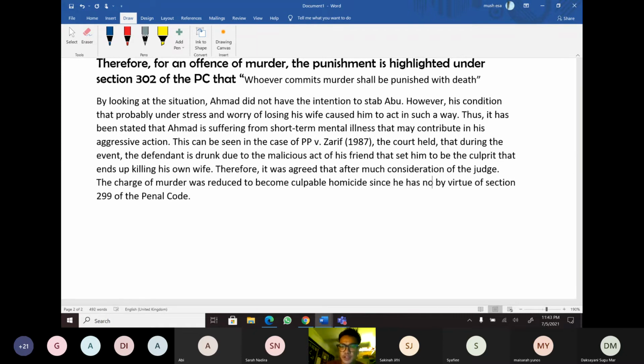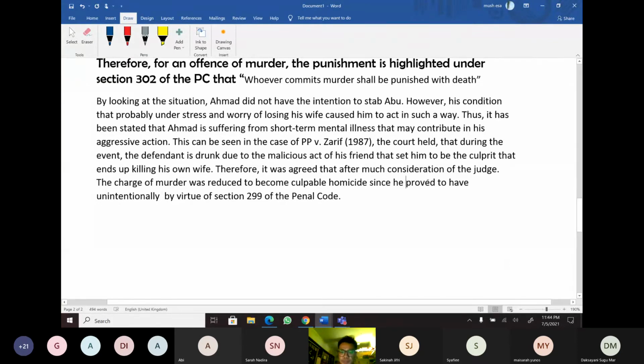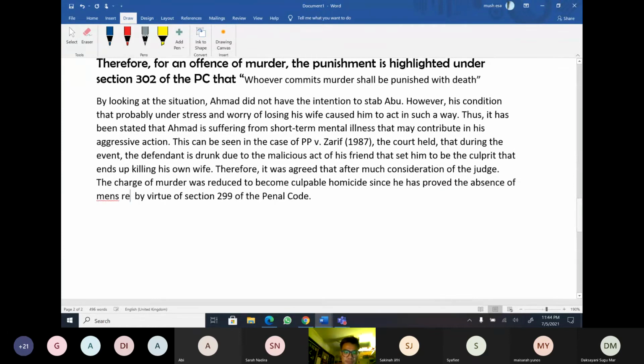Since he said he has proof to have unintentionally, he has proved the evidence. Now he has proved the absence of mens rea during the killing, the abduction ke, as okay, tahu dia tu. Ini contoh dia. Susah tak?